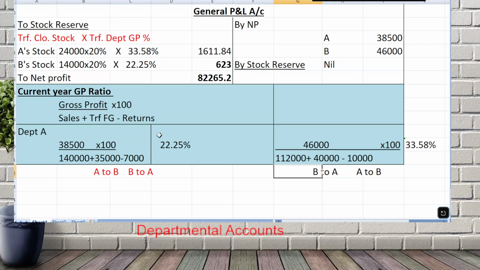So what is the percentage? It will change. Change it. Sorry. A to B தானே transfer பண்ணணும். 92.92%.